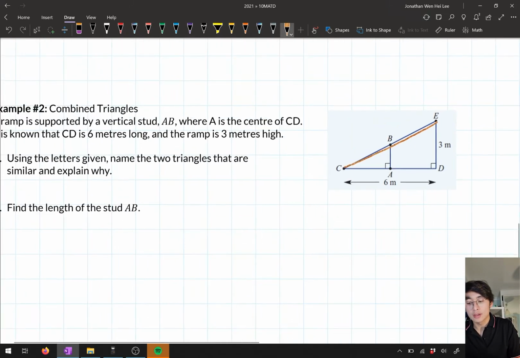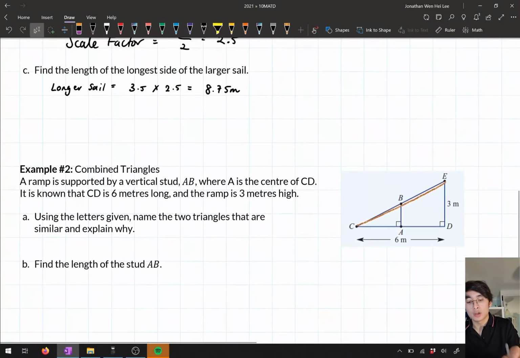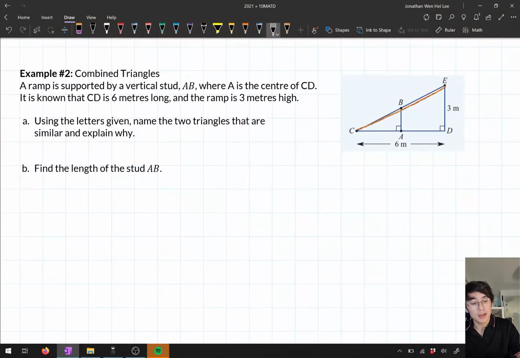And we've got a few things. Firstly, the ramp is supported by a vertical stud at AB. So AB in the middle here, that's a vertical stud that supports the ramp. A is in the center of C and D, and we'll actually use that in a moment. And CD, they tell us, is 6 meters, which is what they've got down here. And the ramp is 3 meters high. So ED at the back here is 3 meters.